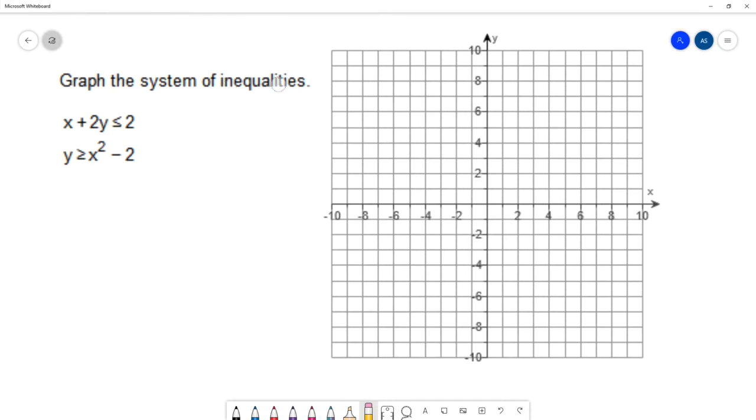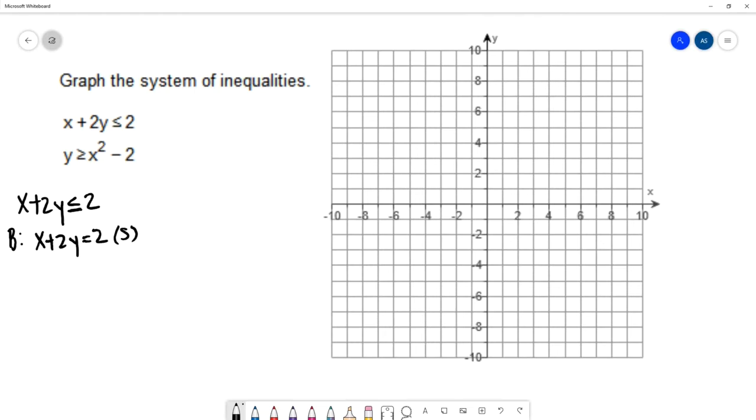Graph the system of inequalities: x plus 2y is less than or equal to 2, and y is greater than or equal to x squared minus 2. So let's start with the first inequality, x plus 2y is less than or equal to 2. We're going to graph the boundary, x plus 2y equals 2, and we're going to graph that boundary as solid because we have the equal to in our inequality.